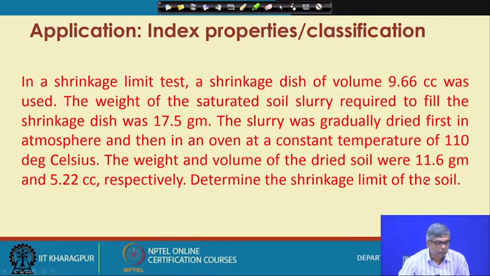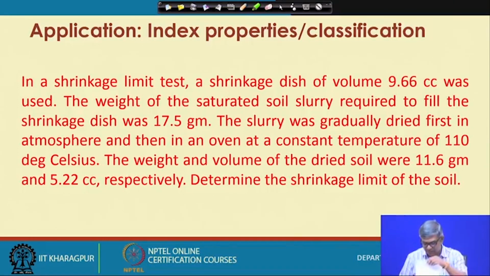to the next application. This is another problem: in a shrinkage limit test, a shrinkage dish of volume 9.66 cc was used. The weight of the saturated soil slurry required to fill the shrinkage dish was 17.5 gram, and the slurry was gradually dried first in atmosphere and then in an oven at a constant temperature of 110 degree Celsius. The weight and volume of the dried soil were 11.6 gram and 5.22 cc respectively. So, determine the shrinkage limit.